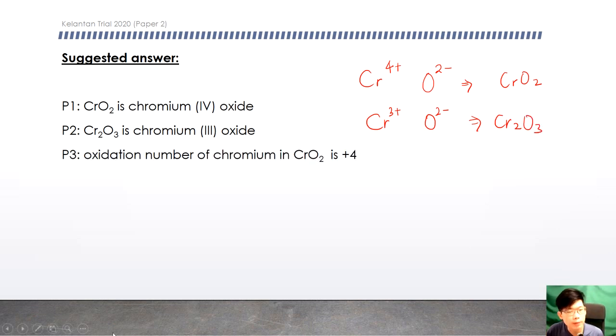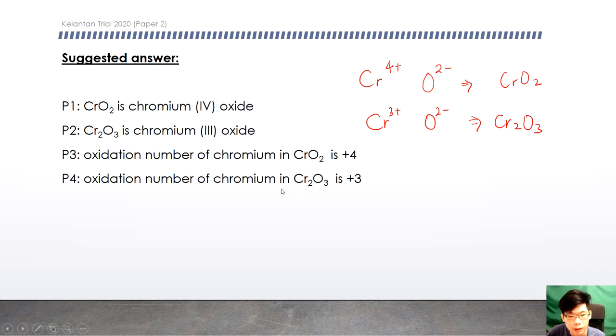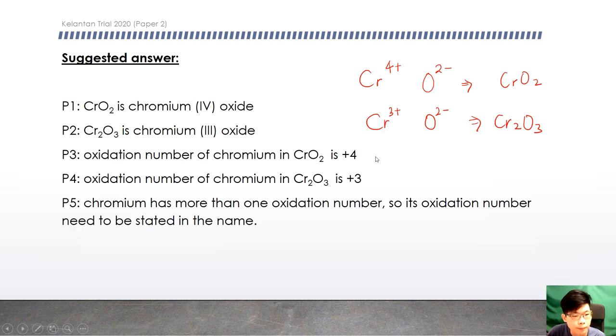So point number 3: the oxidation number for chromium in CrO2 is plus 4, because of the 4 positive. Then the oxidation number for chromium in Cr2O3 is plus 3. Chromium has more than 1 oxidation number, so its oxidation number needs to be stated in the name. So you have to put in the Roman IV and Roman III in your answer.